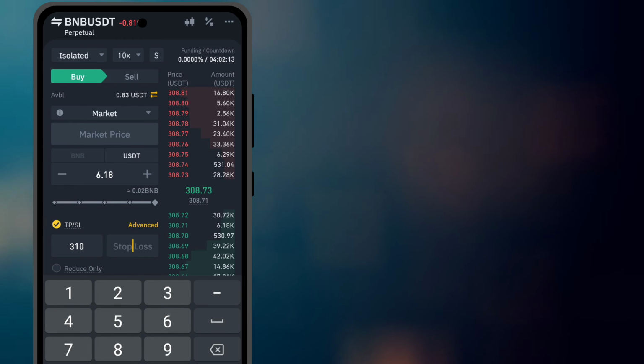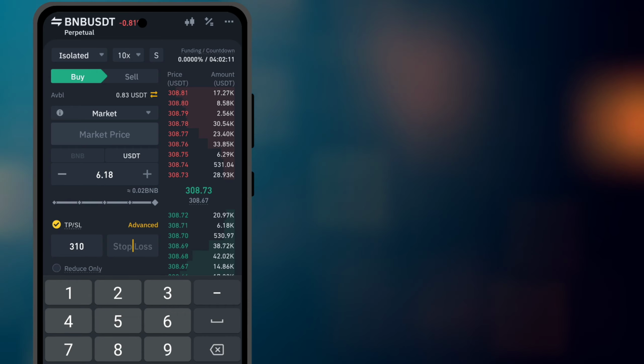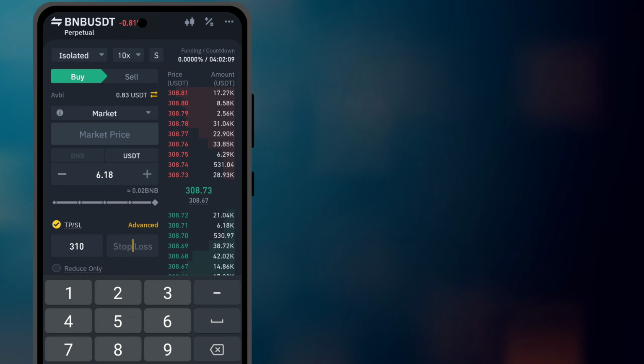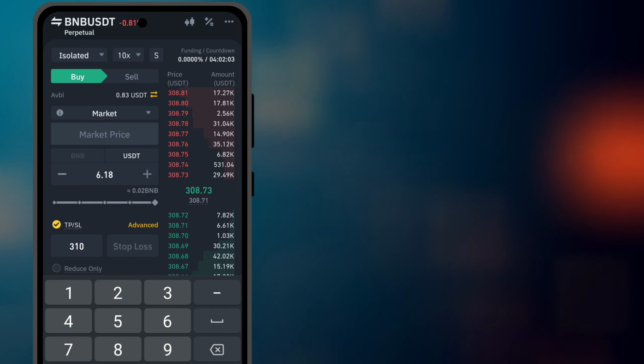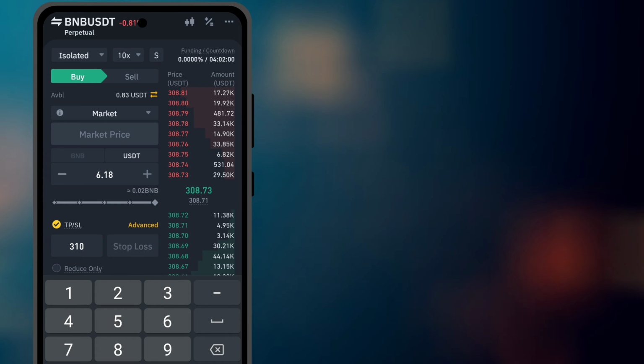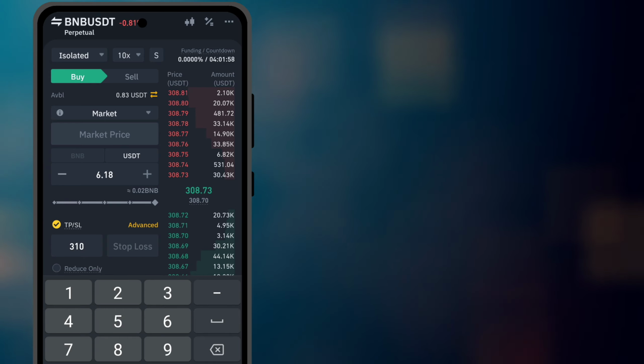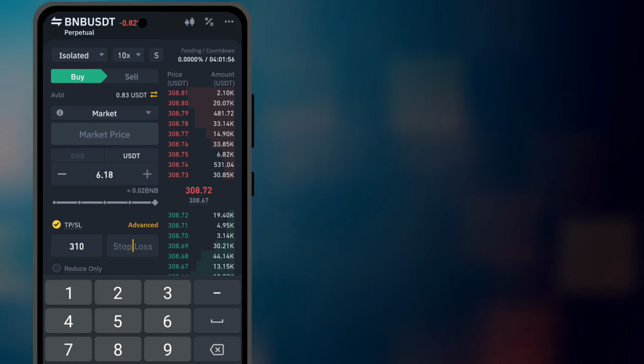For example, you know that your TP is already 310. I'm just entering this trade blindly. You understand? I've not done analysis, but it's the same principle. Whether you do analysis or not, it's the same principle to execute a trade. So, for example, you want to set a stop loss for this trade at 305. So you just have to input 305.